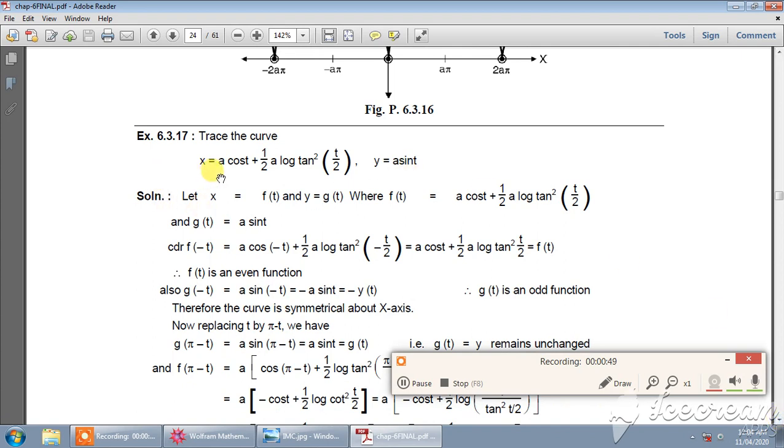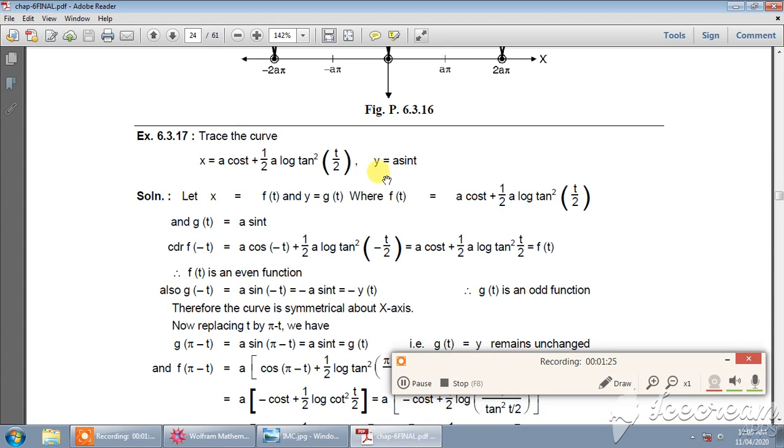Equation of tractrix is x equal to a cos t plus 1 by 2 a log tan square t by 2, y is equal to a sin t. So by putting t equal to minus t, you will find that x is even, y is odd. If you put t equal to minus t, tan of minus t by 2 is minus tan t by 2, bracket square is plus, so log of tan square t by 2, and cos of minus t is cos t. Therefore x is even and y is odd. Therefore this curve is symmetrical about x axis.